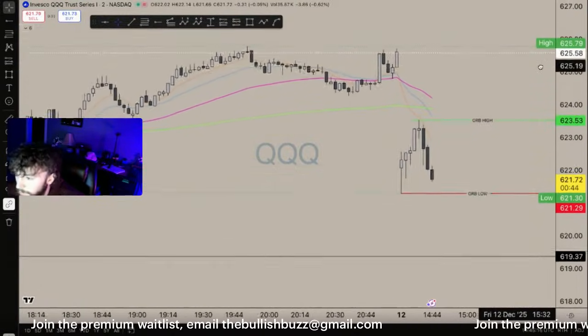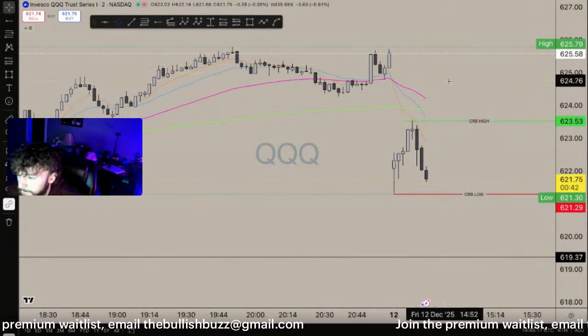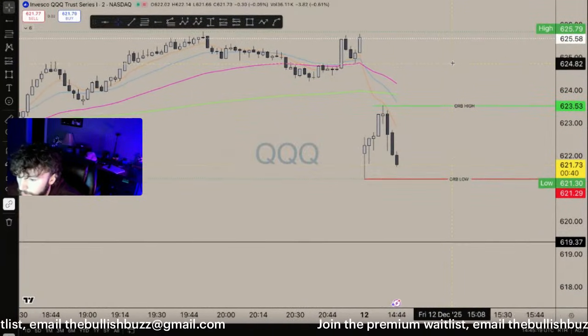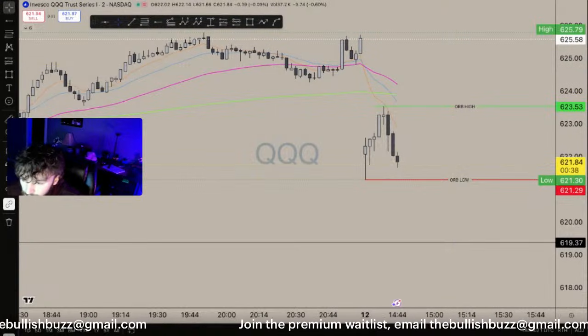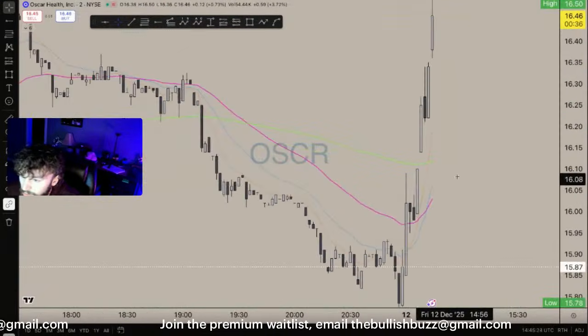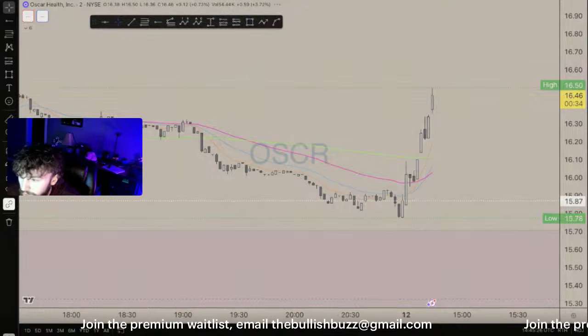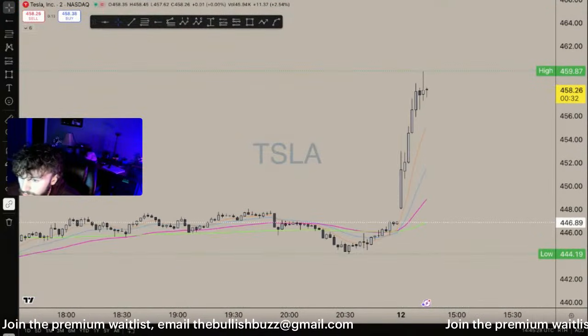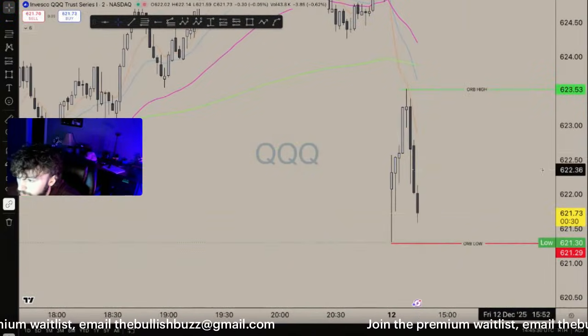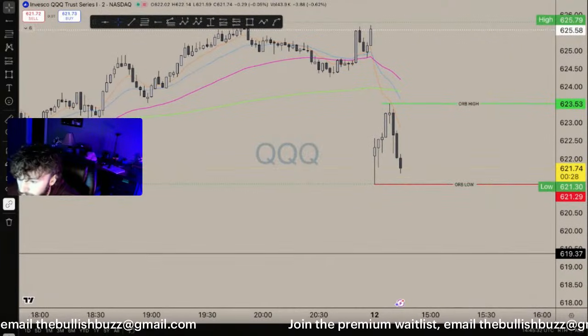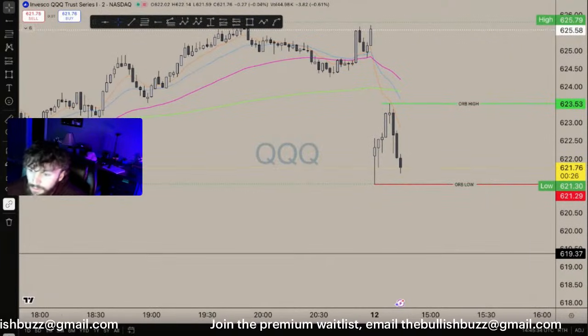Options, yeah, you can trade gold options too. If I'm gonna trade gold, I'm gonna trade futures though. All right, so we're seeing a little bit of a bounce on Oscar here. Tesla's continuing higher, but we are seeing some bearish price action here on QQQ.